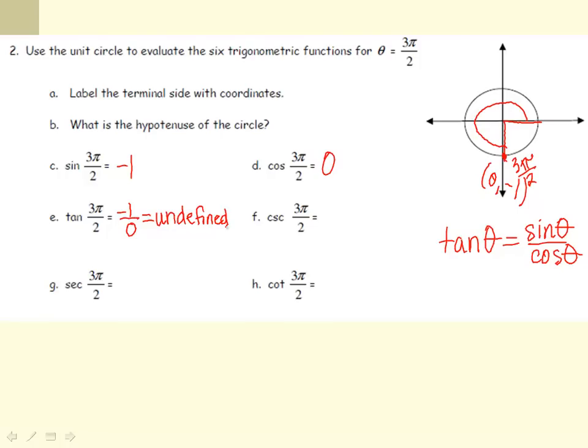Your cosecant is the reciprocal of sine, so if sine is -1, we put that over 1, get the reciprocal, and it's still -1. Your secant is the reciprocal of cosine, so if I put my cosine, 0, over 1 and flip it, I would have 1 over 0, and 0 cannot be on the bottom, so it's undefined again. For cotangent, it's the reciprocal of your tangent, so it's 0 over -1, which is 0.